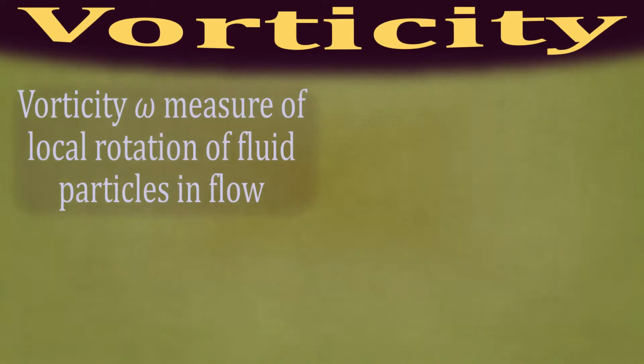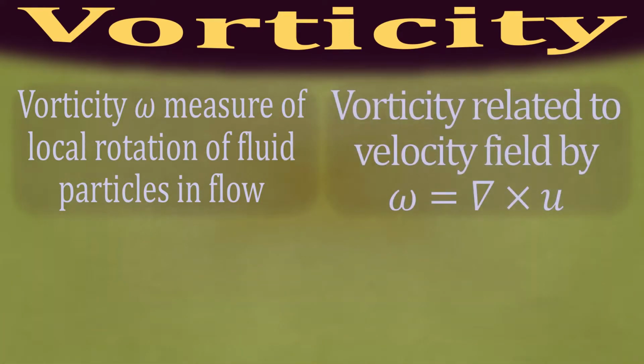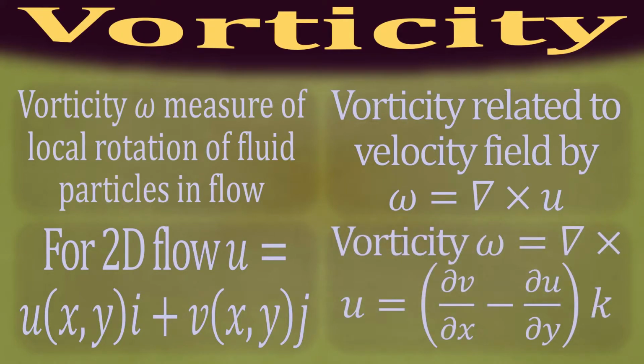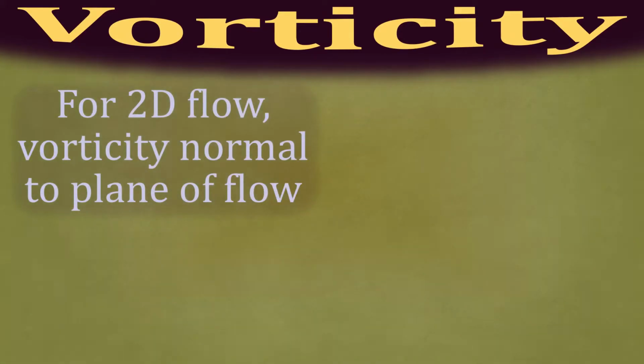Now, let's move on to discussing vorticity. Vorticity, omega, is a measure of the local rotation of fluid particles in a flow. Vorticity is related to the velocity field by omega equals the curl of u. For a 2D flow, we have that u is equal to u(x,y)i plus v(x,y)j, so the vorticity is omega, which is equal to the curl of u, which is equal to the partial derivative of v with respect to x minus the partial derivative of u with respect to y, times k. So, for a 2D flow, the vorticity is normal to the plane of the flow.